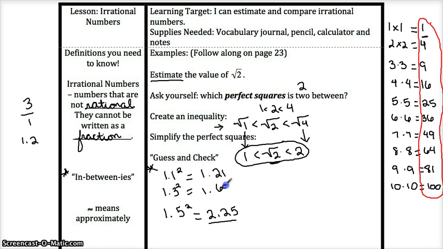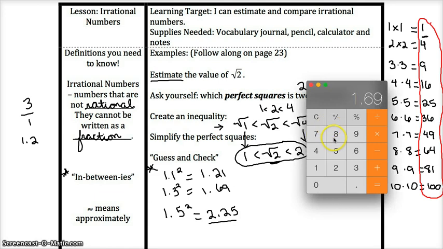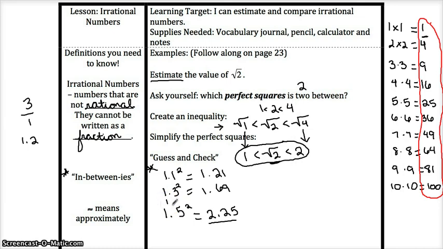Let's see if we can go any higher. Let's try 1.4 and see if we can get closer to 2 without going over, because 1.5 already went over. 1.4 times 1.4 gives us 1.96. That's very close. So I'm going to try to squeeze that in right here. 1.4 squared equals 1.96.